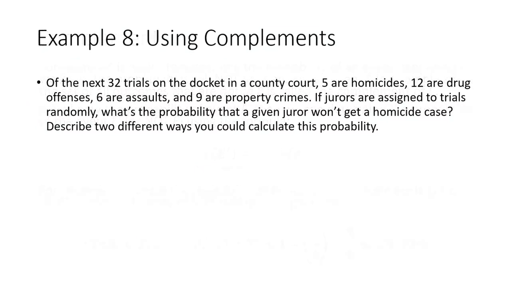So of the next 32 trials on the docket in a county court, 5 are homicides, 12 are drug offenses, 6 are assaults, and 9 are property crimes. If jurors are assigned to trials randomly, what's the probability that a given juror won't get a homicide case?